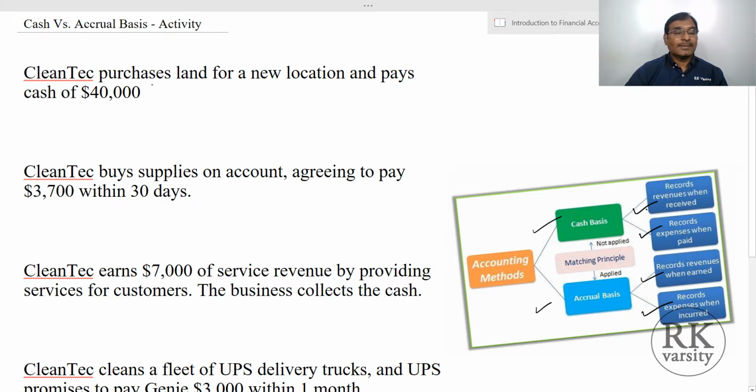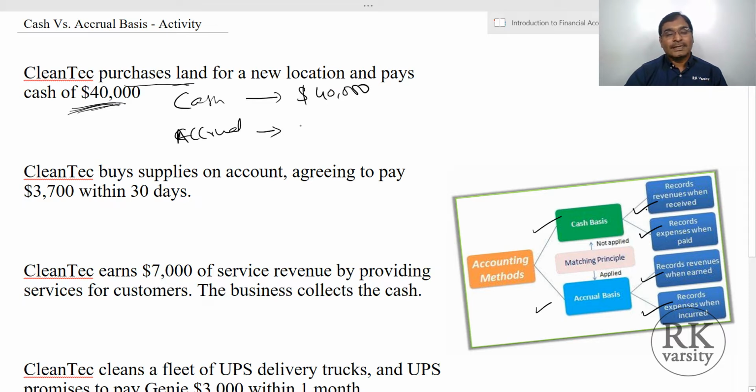Take for example, Cleantech purchases a land. It is purchasing a land for a new location and pays cash of $40,000. So you have a cash basis of accounting and an accrual basis of accounting. As cash is paid, in the cash basis of accounting we record this $40,000. In accrual also we record this $40,000 because this expenditure is incurred here and here it is paid. In both the cases we record this transaction.